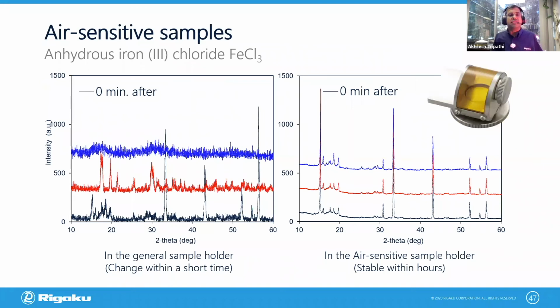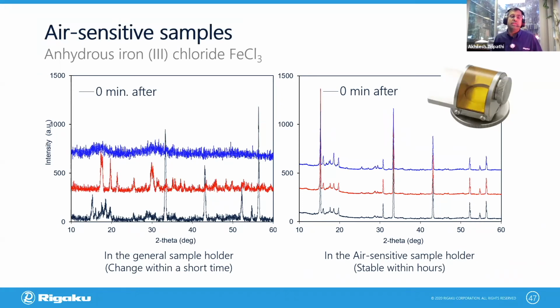Some samples are air sensitive samples. In the presence of moisture, they can go to their hydrated form, the hydroxyl OH form, or the H2O form. So these materials need to be studied in special air sensitive sample holders, which can be prepared in a glove box. You can see in these 2 diffractograms, we are showing the behavior of iron chloride.